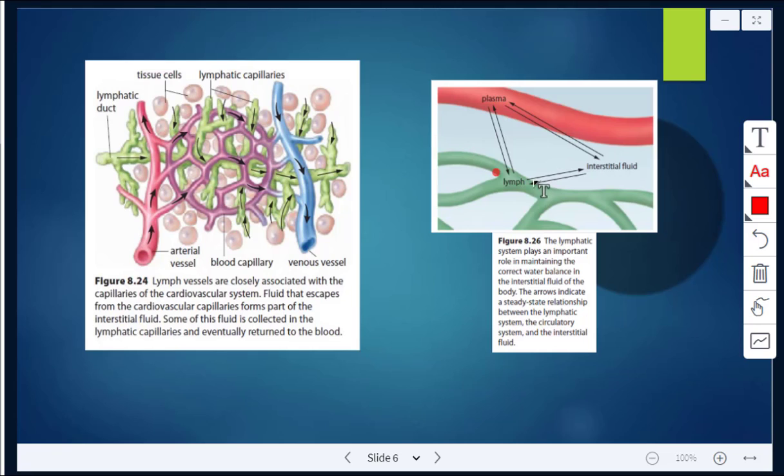Here again, this is a lymph vessel. Here is interstitial fluid, and this is showing probably an artery or vein. So again, the lymphatic system has an important role in maintaining correct water balance in the interstitial fluid. And we can see there's this relationship between the lymphatic system, the circulatory system, and the interstitial fluid.